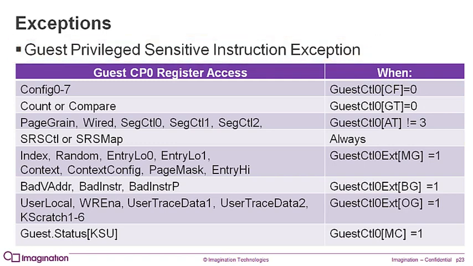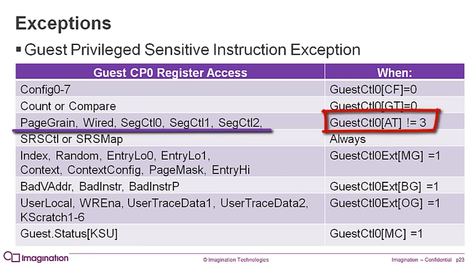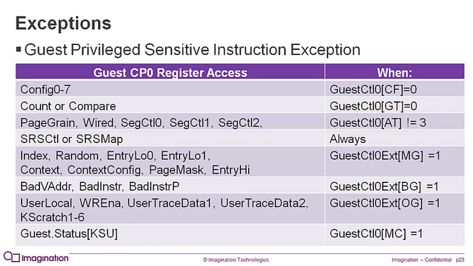Access to any of the config registers will cause an exception if the config register bit CF is not set in the guest control 0 register. Access to the compare registers will cause an exception if the timer register access GT bit is not set in the guest control 0 register. Access to the page grain, wired, or any segmentation control registers will cause an exception if the address translation field AT is not set in the guest control 0 register.